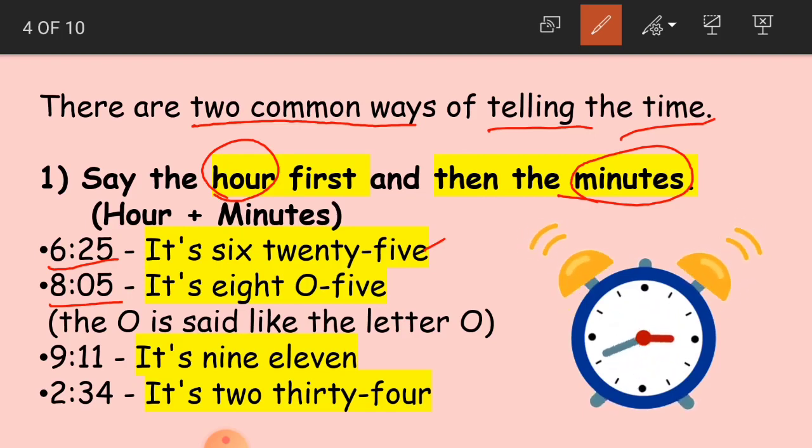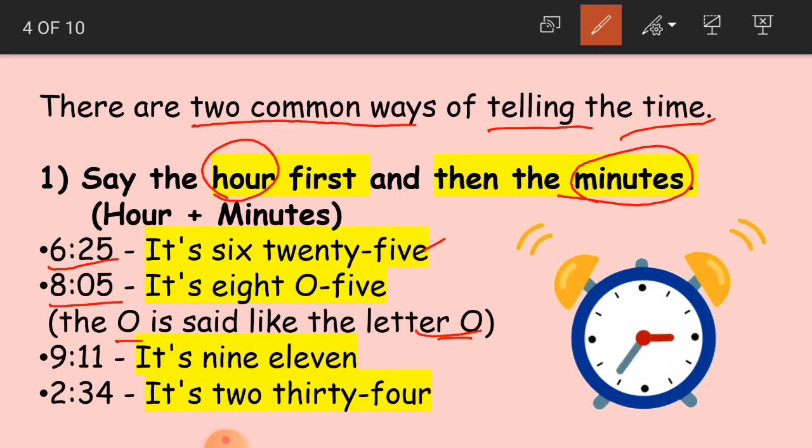Here, the 0 is said like the letter O. For writing the minutes, 5 minutes will be written as 05, children, because it is a single digit. So, this 0 will be pronounced as the letter O. It's 8:05. Normally we do not use it very frequently, but this is also one way of telling the time.